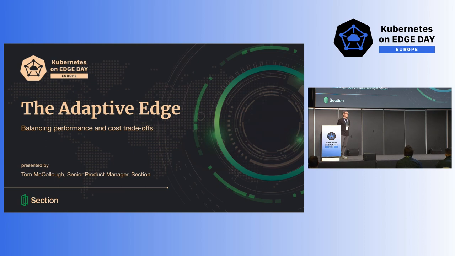I'm Tom McCollough. I'm a product manager at Section, where we work on problems like these, addressing problems at the edge. Today, I'm going to be talking about trade-offs of running software at the edge, containerized software at the edge, specifically the trade-off of performance to your end user versus the cost of delivering that performance. There's a hint in the title to the solution I'm going to outline for you, the adaptive edge.